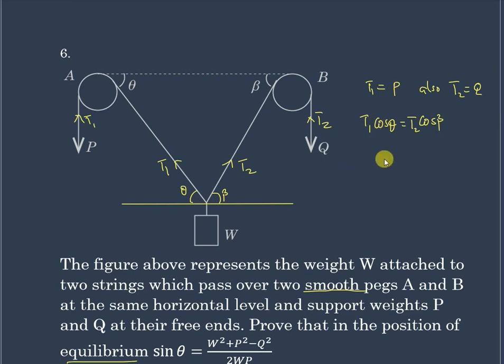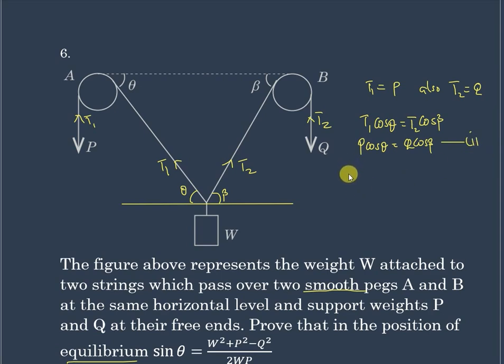But remember T1 is P. So we have P cosine of theta, and T2 is Q. So this one is Q cosine of beta. I can call this one equation number 1.